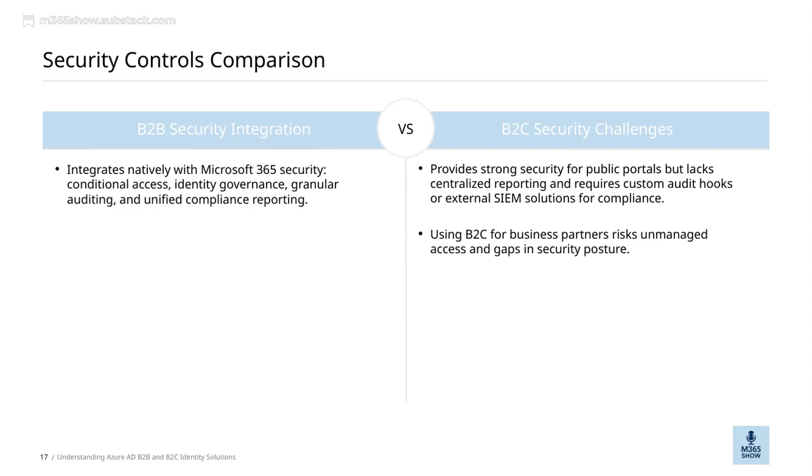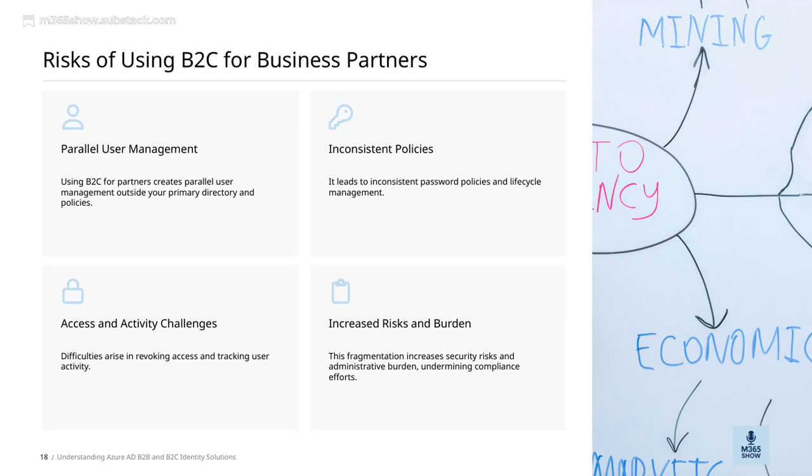Now, shifting to the use of B2C for business partners, this approach can introduce risks. Without proper controls, there's a chance of unmanaged access, which can create gaps in your overall security posture. On the other hand, both solutions integrate seamlessly with Microsoft 365 security features. This includes capabilities like conditional access, which helps enforce policies based on user context, identity governance, ensuring proper access management, granular auditing for detailed activity tracking, and unified compliance reporting, which simplifies monitoring and regulatory adherence. Understanding these differences is crucial as we consider how to best secure our digital environment and ensure both user convenience and robust security.